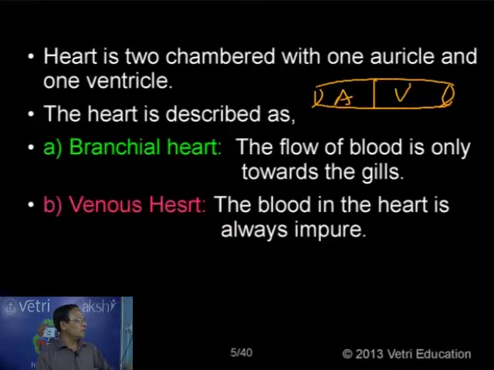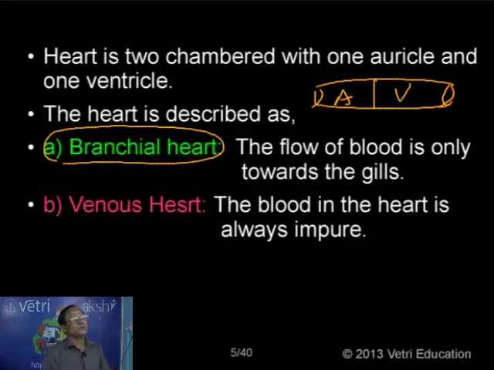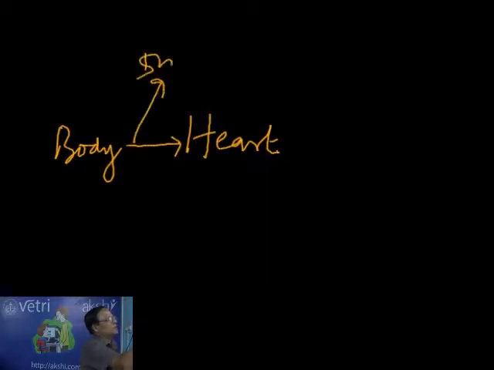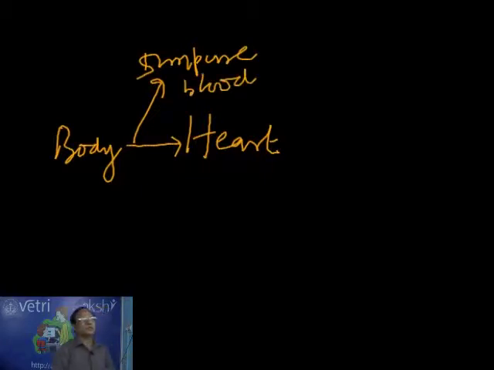In what way? Now here there is a peculiar character. We have three definitions related to the heart. The heart is described as number one, branchial heart. The word branchial refers to just gills. So normally the impure blood is transported to the heart from the body. So from the body, this is impure blood that is being transported to the heart.